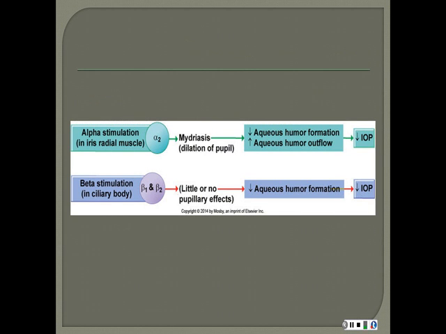Alpha receptor stimulation causes dilation of the pupil, which decreases aqueous humor formation and increases outflow. And then beta receptor stimulation has little or no pupillary effect, but it still decreases the aqueous humor formation. So again, both of these can work to decrease intraocular pressure.